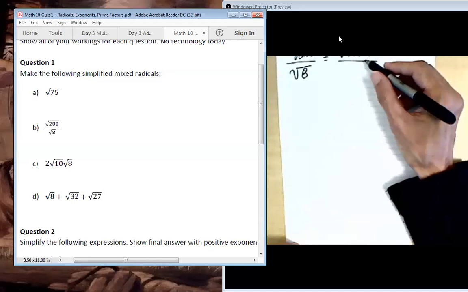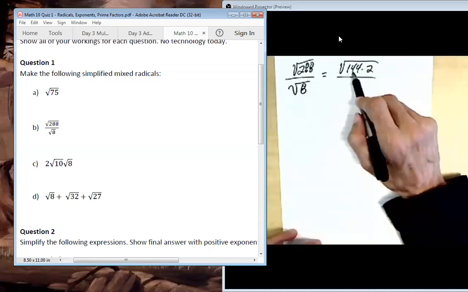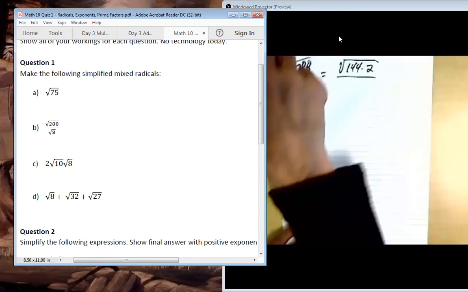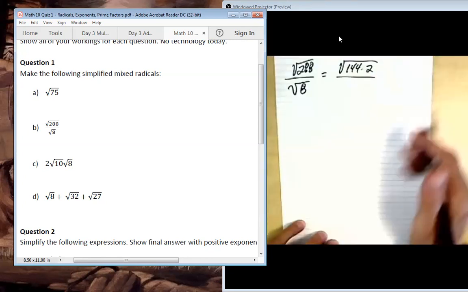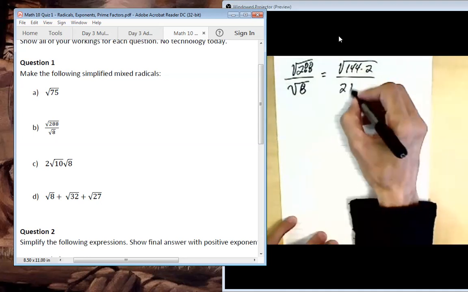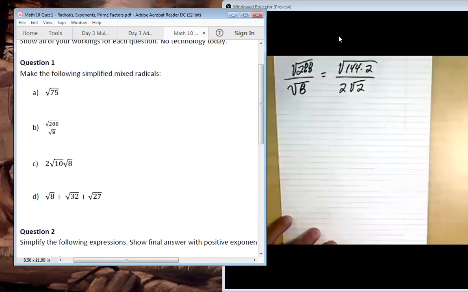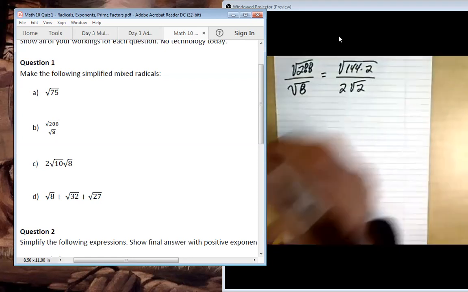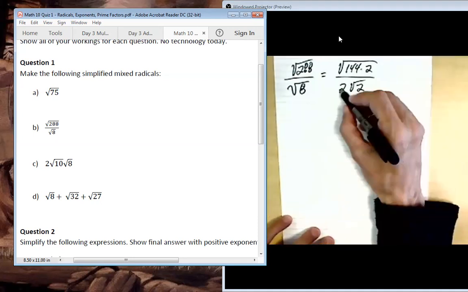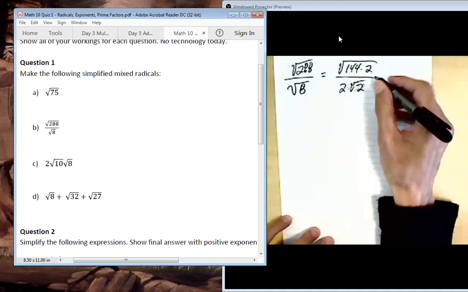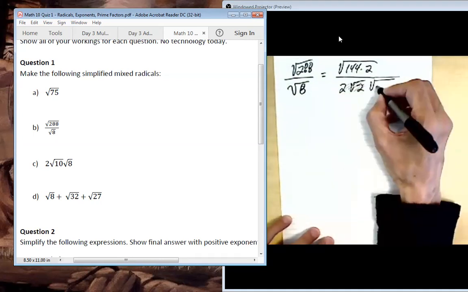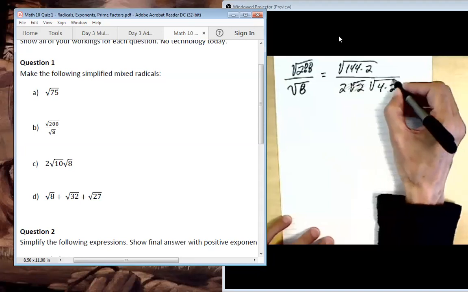Oh, there we go. Yeah. 144. Square number that I know from the list. And, well, the 8, we've done it enough times that it's 2 root 2. Although, if you do need a reminder, I'll show that in the next step. Writing 8 as a square number with a square number, 4 times 2. Let's do that first, okay?